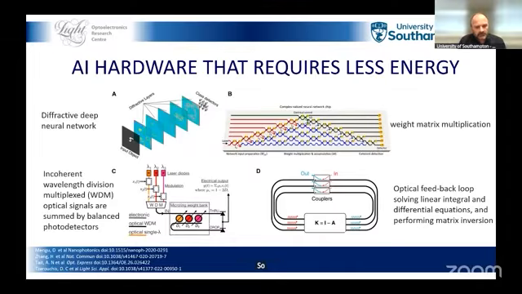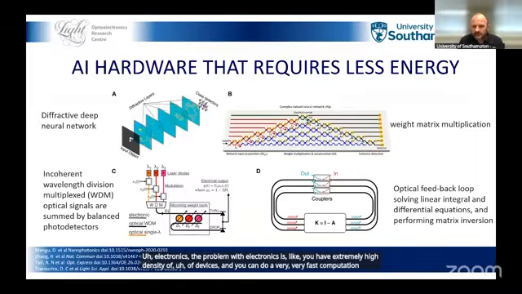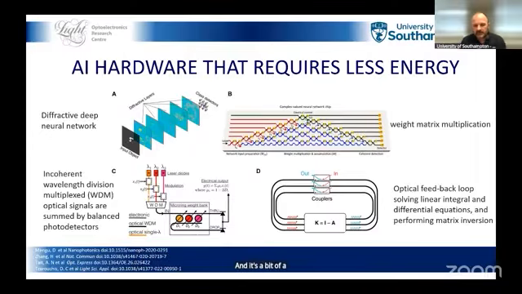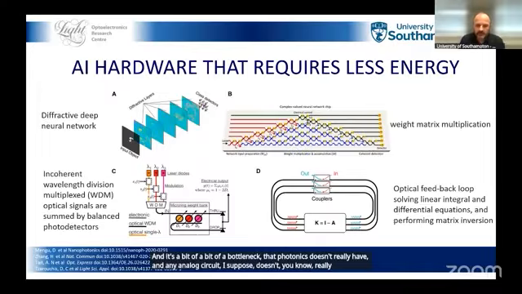So one of the key points in photonics compared to electronics, just to take a step back: the problem with electronics is that you have extremely high density of devices, and you can do very, very fast computation in parallel using GPUs, but the memory is not where the computation occurs. So you need to have data transfer between your memory and your compute constantly, right? So that costs power, that costs latency. And it's a bit of a bottleneck that photonics doesn't really have, and any analog circuit, I suppose, doesn't really suffer this kind of problem.